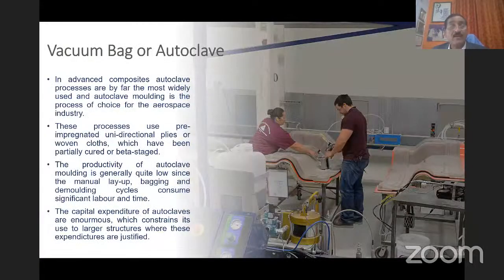And vacuum bag or autoclave, this is very widely used in aerospace and even in the application of submarine components where defense applications are most important. In advanced composites, autoclave processes are by far the most widely used, and autoclave molding is the process of choice for the aerospace industry. These processes use pre-impregnated unidirectional plies or woven cloths, which have been partially cured or B-staged. The productivity of autoclave molding is generally quite low since the manual layup, bagging, and demolding cycles consume significant labor and time. The capital expenditure of autoclaves is enormous, which constrains its usage to larger structures where these expenditures are justified.